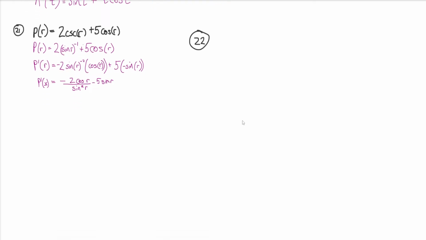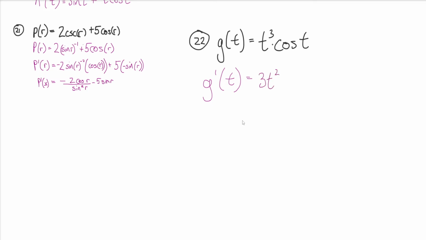All right, so let's do it. What's number 22? 22. Okay, back to the simple world. What do we have? G of t is equal to t cubed times cos of t. Okay, and this isn't so scary. So g prime of t, right? Fundamentally, we have a product, so 3t squared times cos of t plus t cubed times negative sine of t, right?